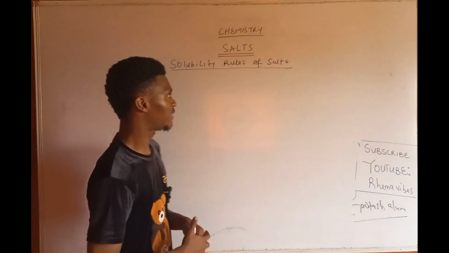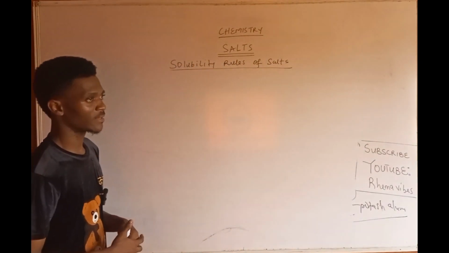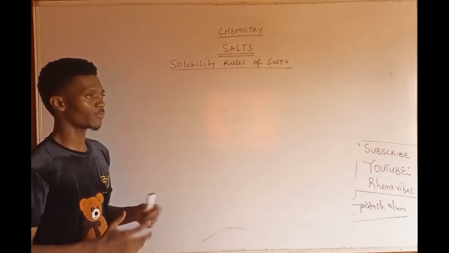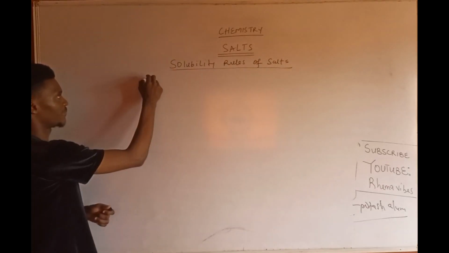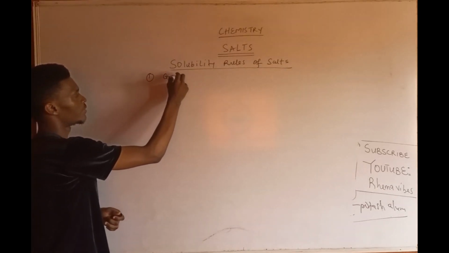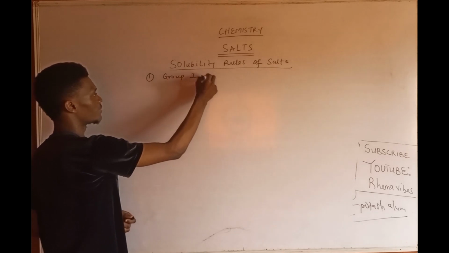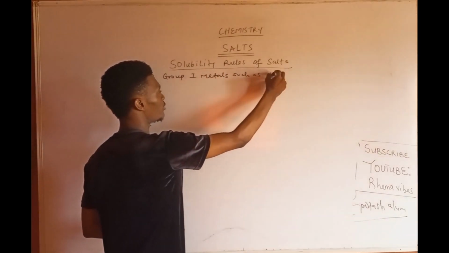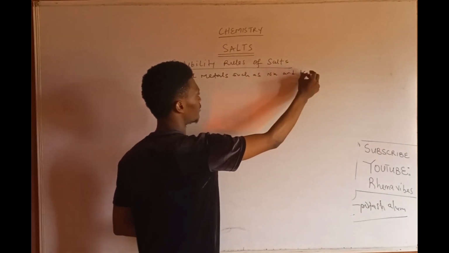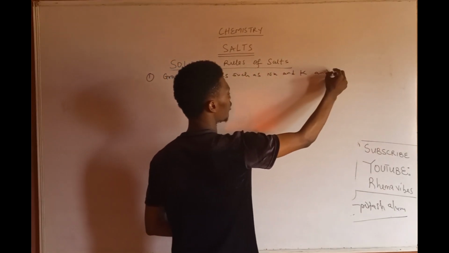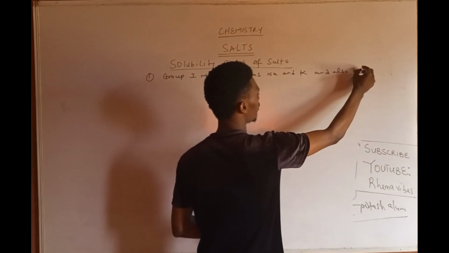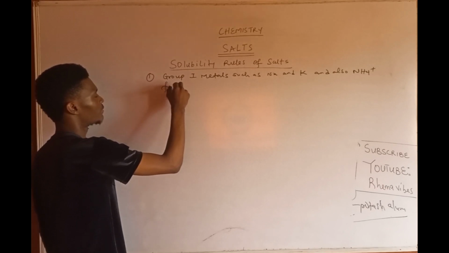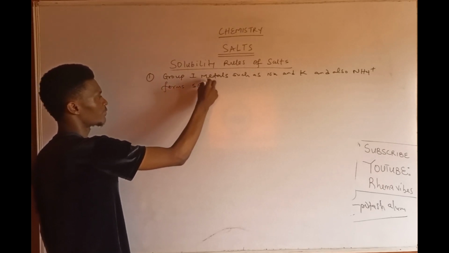Now, I'm going to be outlining about five rules, and these rules will help you to know those that are soluble from those that are insoluble. Rule one: group one metals such as sodium and potassium, and also the ammonium ion, form soluble salts.